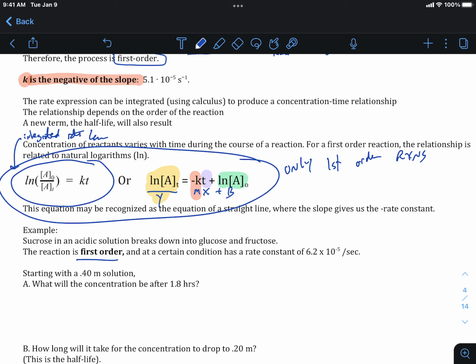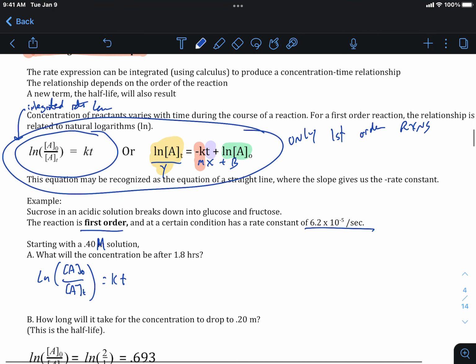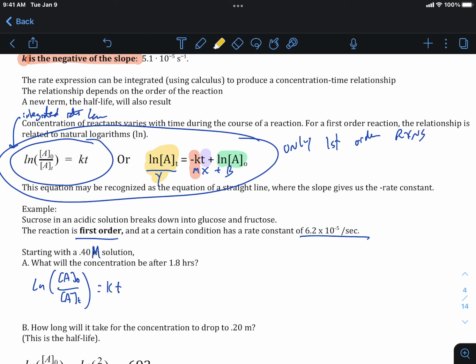This is a first order reaction, and the rate constant is provided to us. If we start with a 0.4 molar, that should be capital M molar solution, what will the concentration be after 1.8 hours? Okay, so they have told you this is first order, so we're going to use the integrated rate law. So the natural log of A sub naught over A sub t. By the way, this is on your formula sheet that the AP test will give you. All right, you just have to recognize this as the first order rate law. All right, what's concentration going to be after 1.8 hours? So they want this.